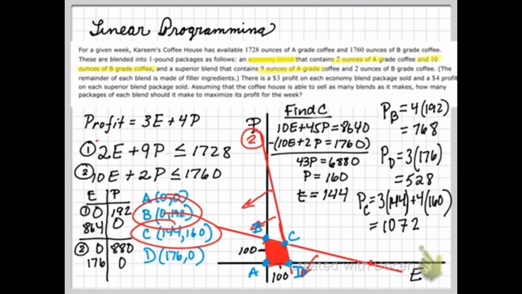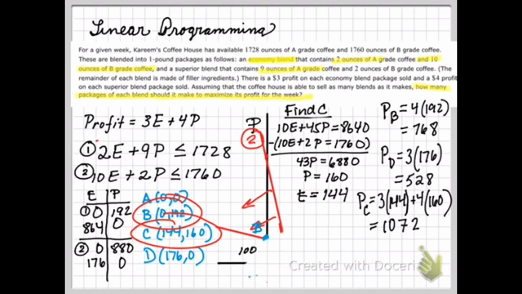And we would answer the question by saying, so just recall the question is how many packages of each blend should we make to maximize profit? Okay, so I'm going to give myself a little space down here and say that the answer that we want is 144 economy blend and 160 of the premium blend, and that is our response to the question.